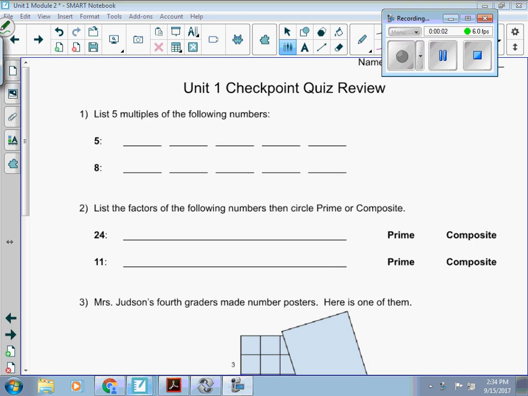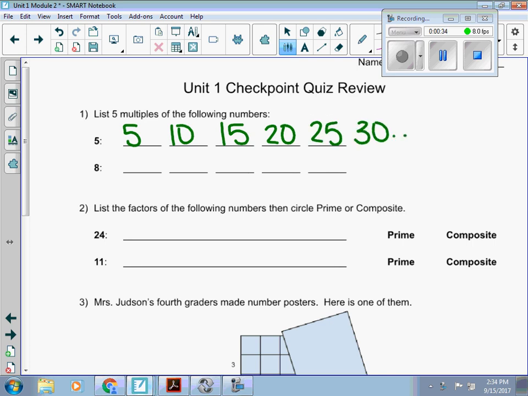This is going over our review sheet that we did in class for our Unit 1 quiz. Number 1 says 5 multiples. Remember, multiples are the answers to the problem that uses the number. So multiples of 5 use 5 in the equation, like 5 times 1, and the answer gives us a multiple of 5. Or I could do 5 times 2, the answer would give me the multiple 10. We often find these by doing skip counting.